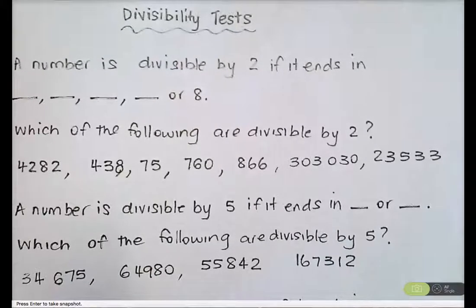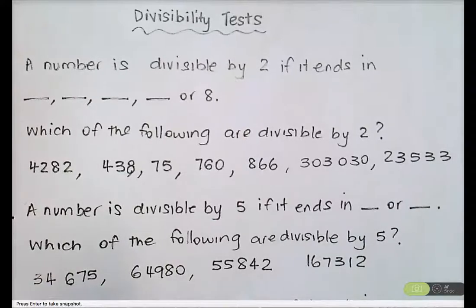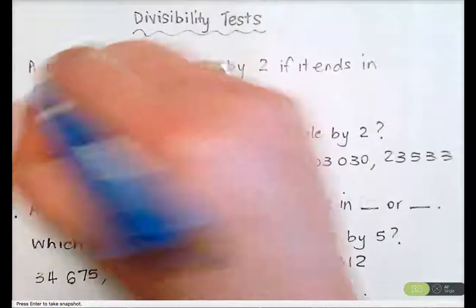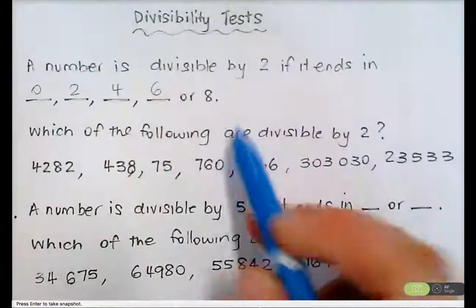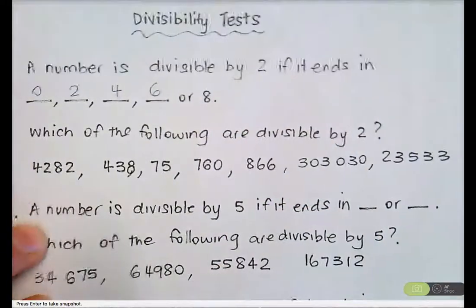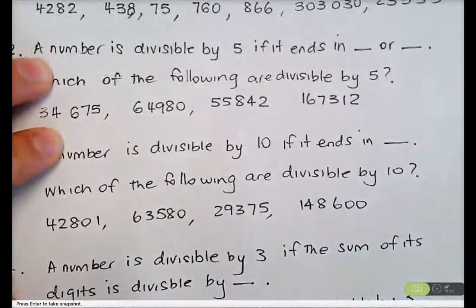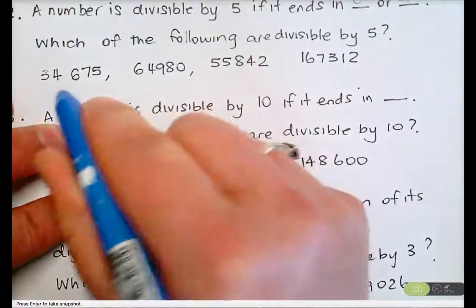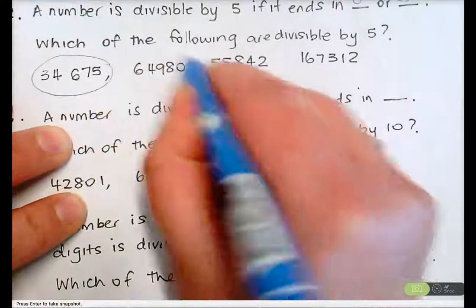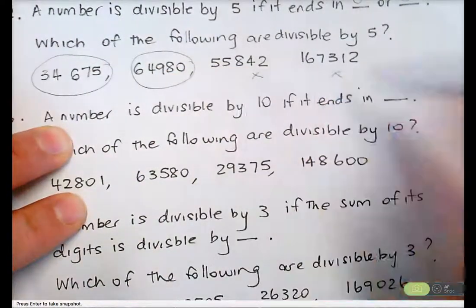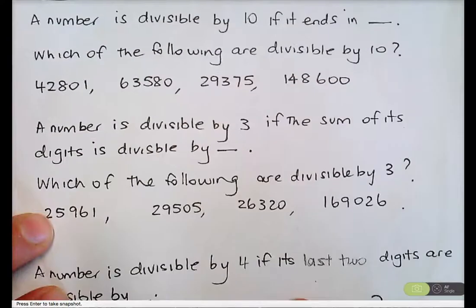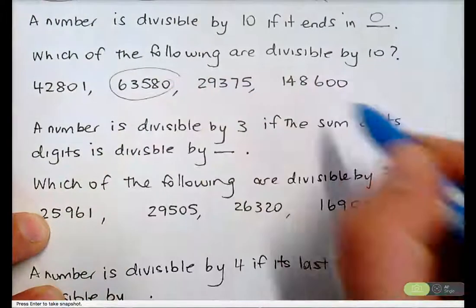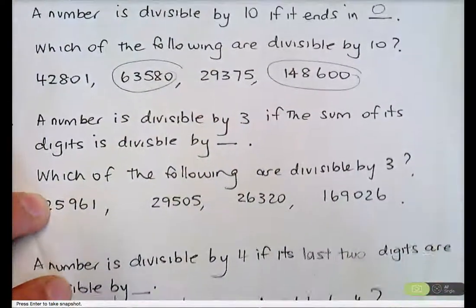The other thing for the indices topic are the divisibility tests. Just quickly going through that. We know that a number is divisible by 2 if it ends in 0, 2, 4, 6 or 8. Okay, you all know that from primary. A number is divisible by 5 if it ends in a 0 or a 5. So I could look at these numbers here and I know this is divisible by 5 and so is that. The other two are not. We know that a number is divisible by 10 if it ends in a 0. So the numbers that I'm circling here are divisible by 10.